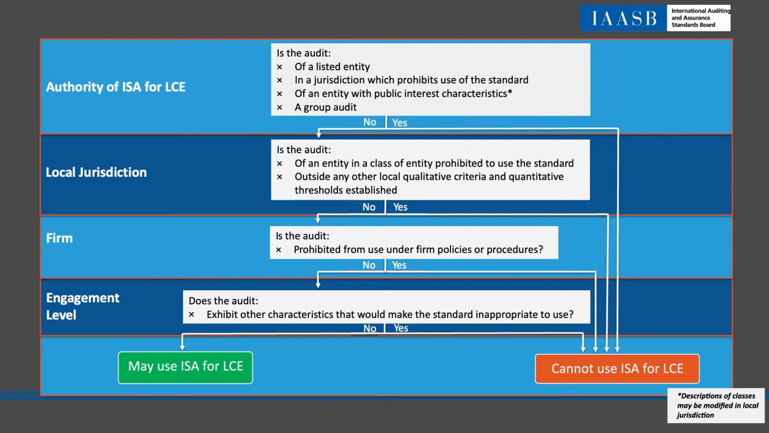For example, if the entity has a complex IT system consisting of various interrelated systems that are highly customized and highly integrated, then the standard would not be appropriate, as procedures designed to address these more complex areas are not included in the standard. The auditor makes an initial assessment during the acceptance or continuance of an engagement, and there is a stand-back built into the standard to check that the initial assessment is still correct once the auditor has completed the planning activities and identified and assessed risks of material misstatement.